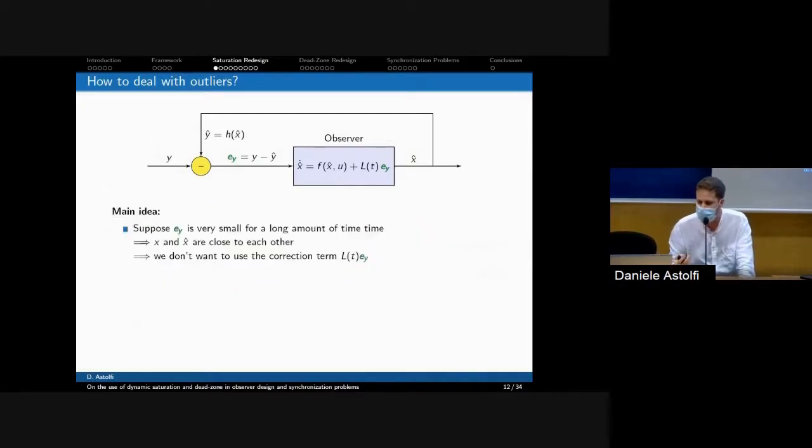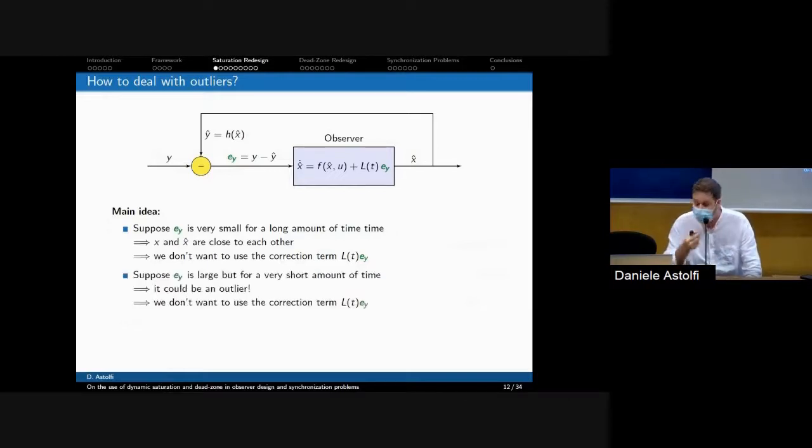Now, the main idea is the following. Suppose that EY is very small for a long time. Well, then this means that the state of the plant and our estimate are close. So actually, we don't want to use the correction term. And now suppose that EY is large, but for a very short amount of time. Well, this could be due to the effect of measurement noise or an outlier, and not because the state of the observer is far from the state of the plant. So again, we don't want to use the correction term.